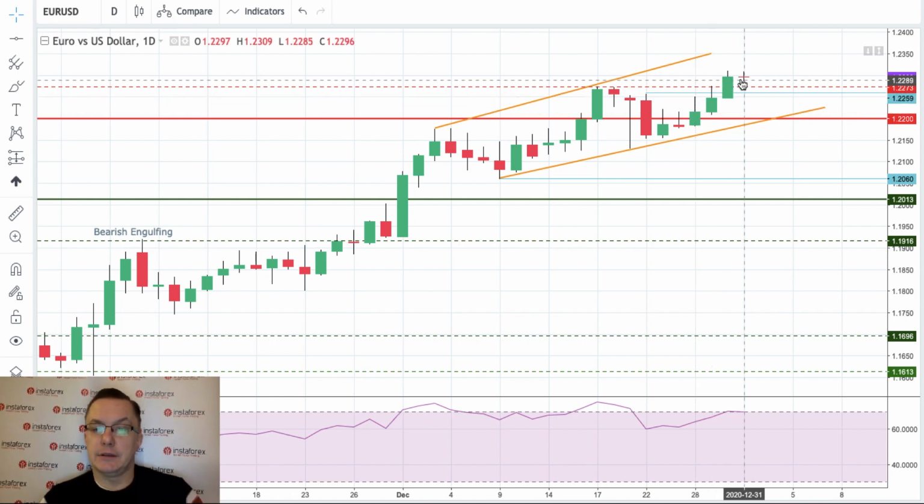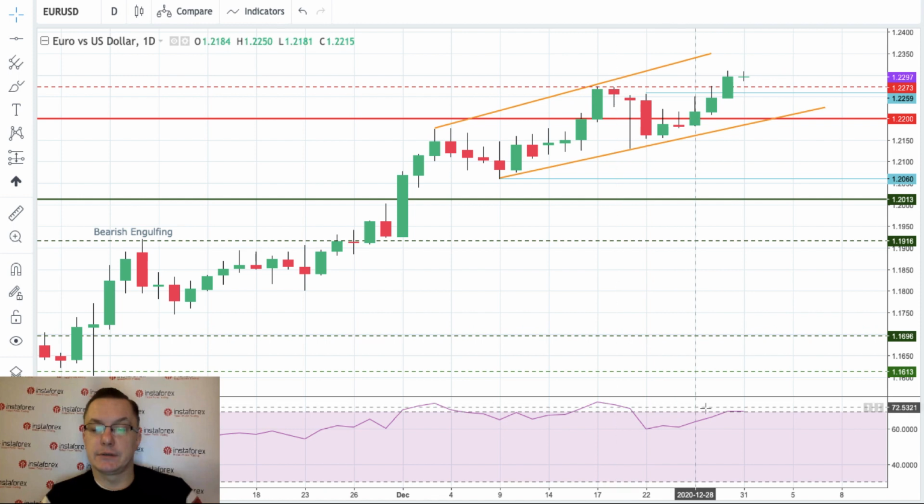We can see that we got 3 days in a row when the daily candlestick was green and closed higher than the previous candle. Of course, we broke above the recent high from the 17th of December, 1.2273. The last high had been made at the level of 1.2310, and we are heading way higher as long as the bearish trend on the US dollar persists.